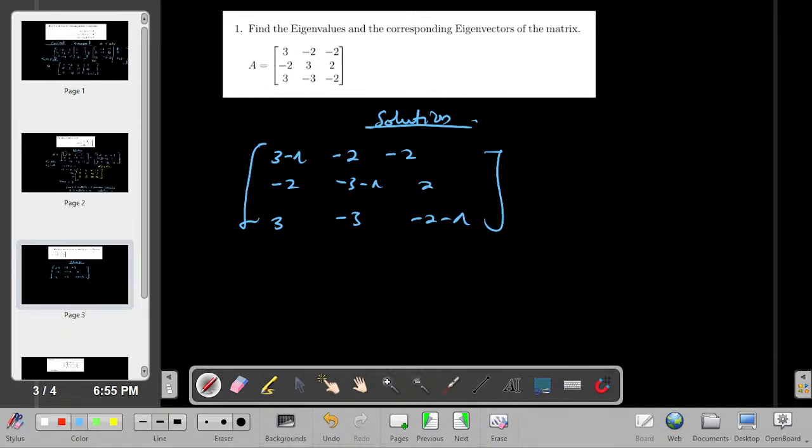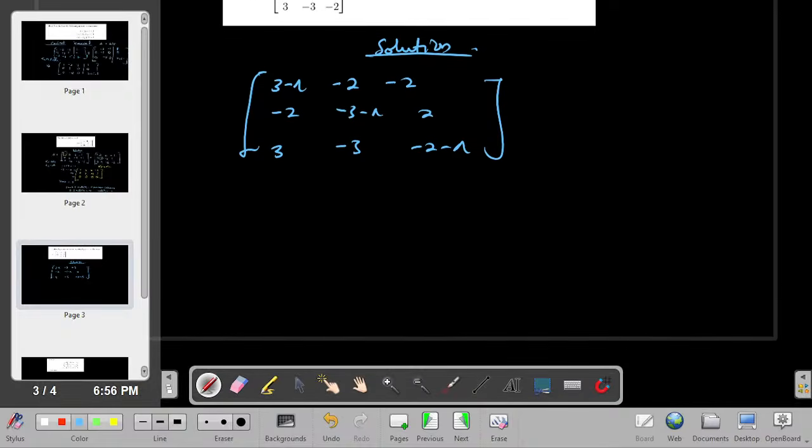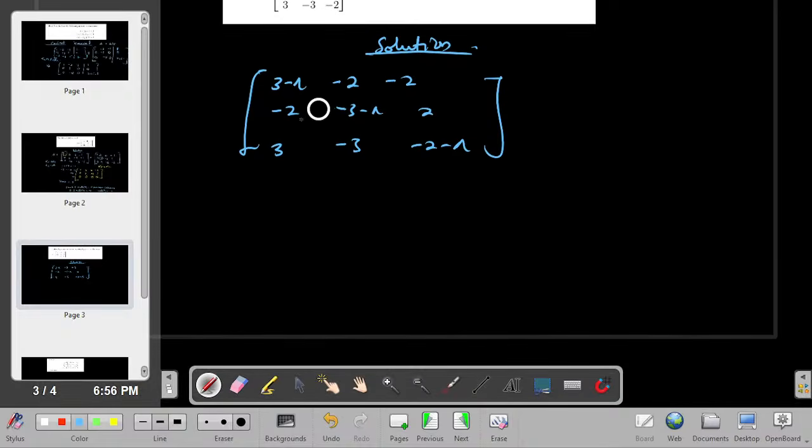So let's simplify this expression carefully. Sometimes it's not about the difficulty of the problem, but it's about how careful you can be. So if you are very careful with algebra, you wouldn't make some errors which are preventable. So let's see. You start with 3 minus lambda, right? Open brackets. It will cancel this side and this side, right? So I'll get this two by two matrix.